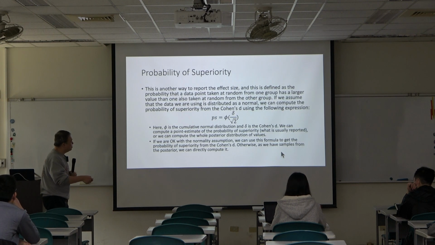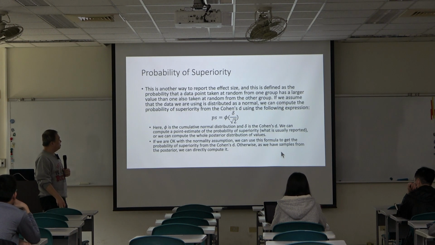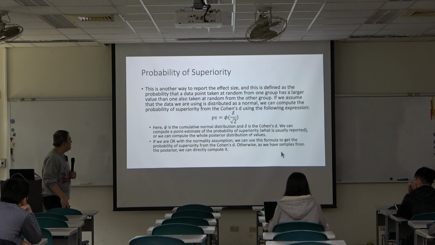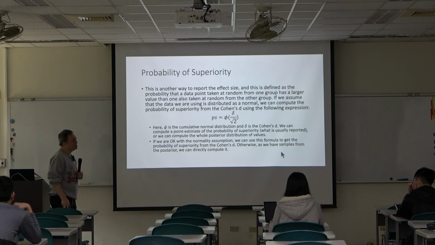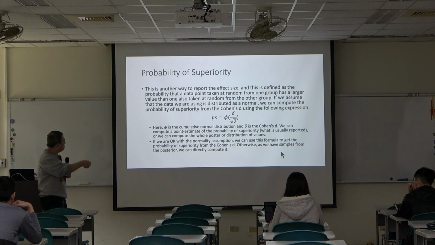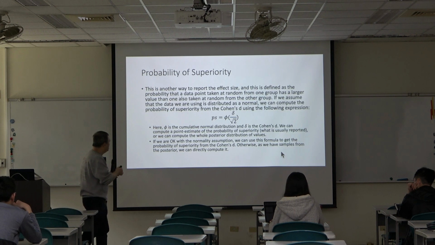But we know this is difficult to calculate. Actually, if you assume the data is distributed as a normal distribution, which is often the case, since even if it's not exactly normal, it can be approximated by a normal distribution, then we can compute the probability of superiority from Cohen's d using this expression.